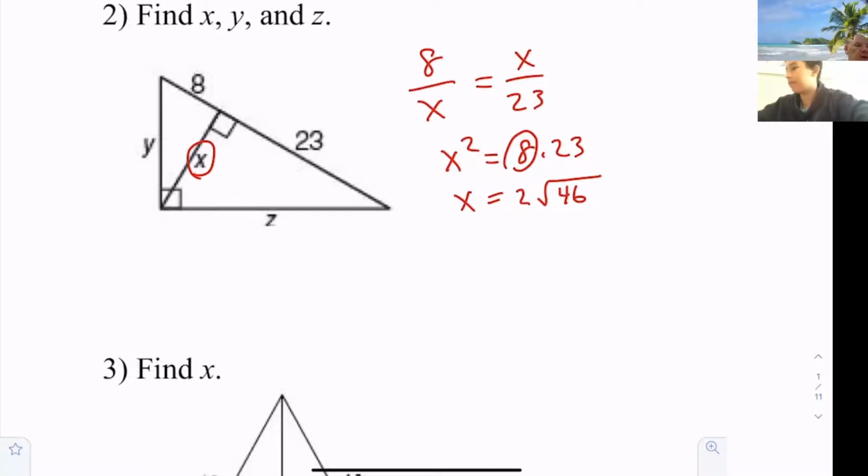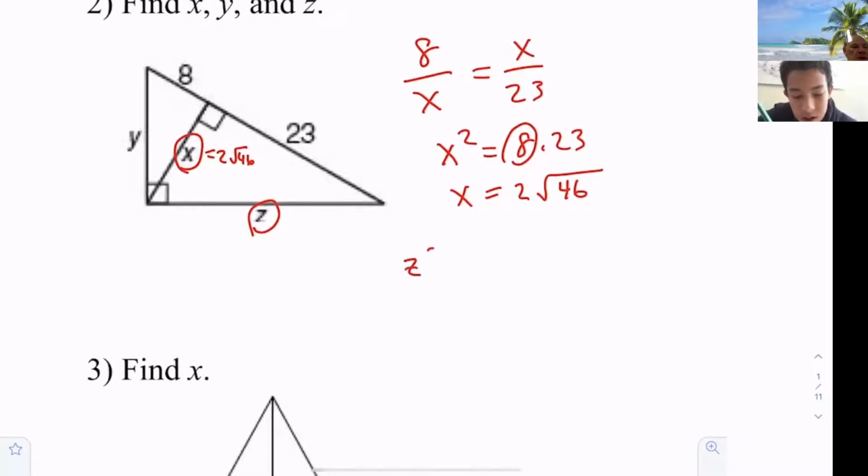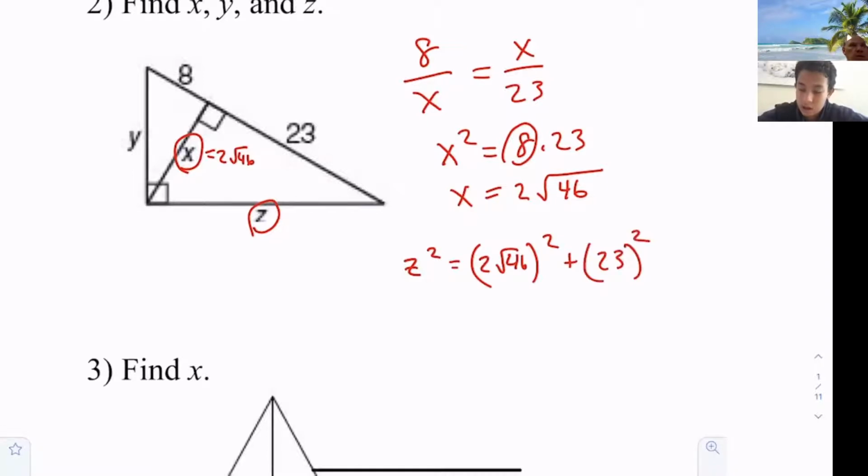Okay, thank you. Now that we have x that we know is 2 radical 46, we could find z simply by doing a squared plus b squared equals c squared, correct? I personally just like doing that because I don't feel like setting up a proportion. It's not to say you can't, that's just how I do it. So if we find z, does everybody agree z is the hypotenuse? So now I have z squared equals 2 radical 46 squared plus 23 squared. Does everybody agree with that?